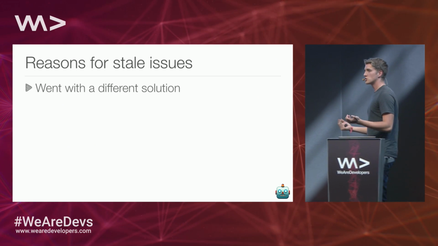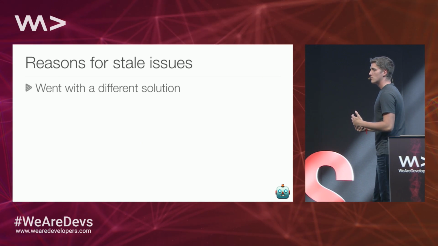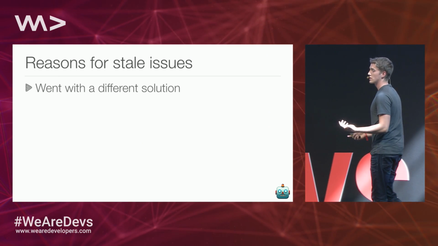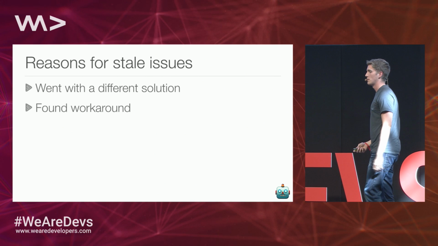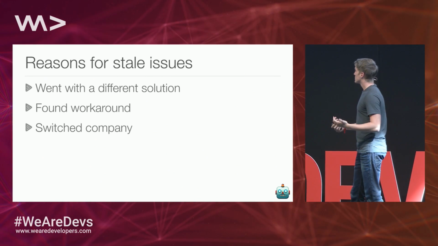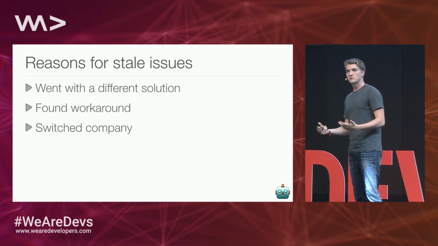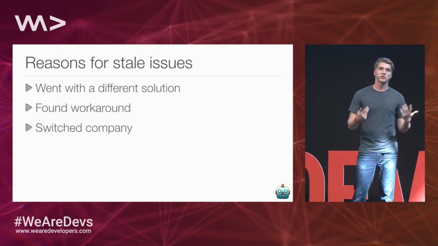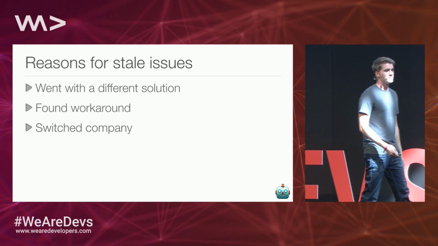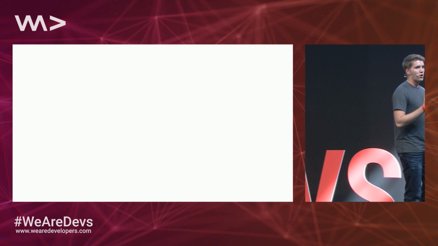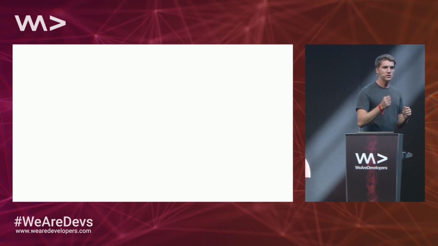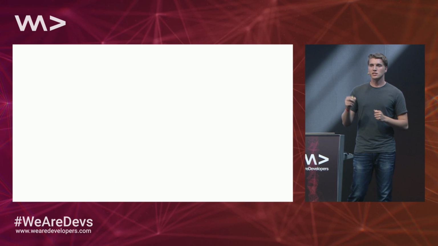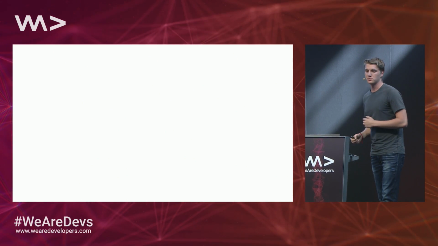So maybe the user just went with a different solution. Maybe the user just found a workaround and isn't actually interested in spending more time on this. Or maybe the user even switched company or team, like they don't actually have access to the source code anymore. So having a bot can ensure that all issues on your projects are still relevant and reproducible.